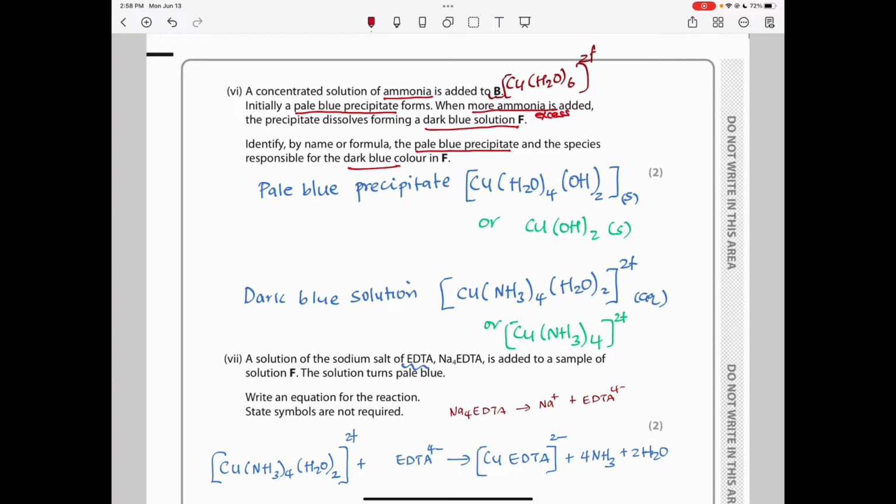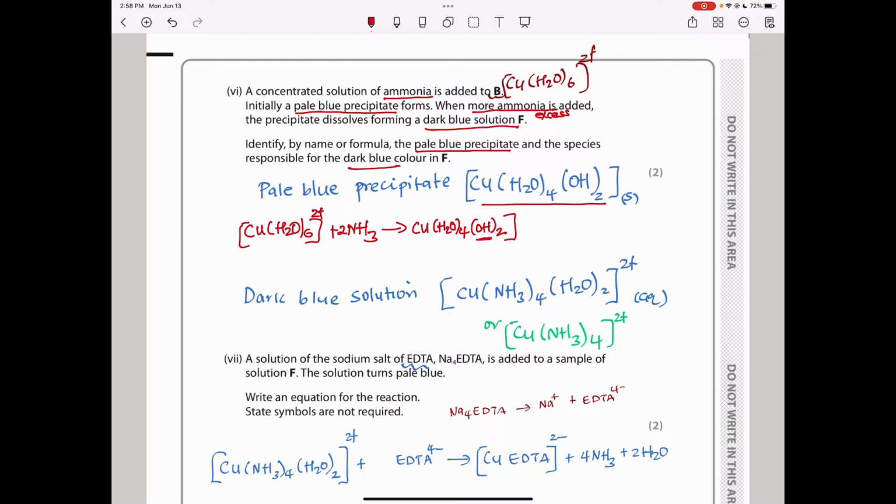So the pale blue precipitate formed in between could be this one here. When we have Cu(H2O)6 2+, when it reacts with ammonia, because this is 2+, I'm going to put 2 ammonias here in the first deprotonation, so we will get Cu(H2O)4(OH)2. These are the ones that have lost one of their hydrogens. Each has lost 1 hydrogen to the ammonia.